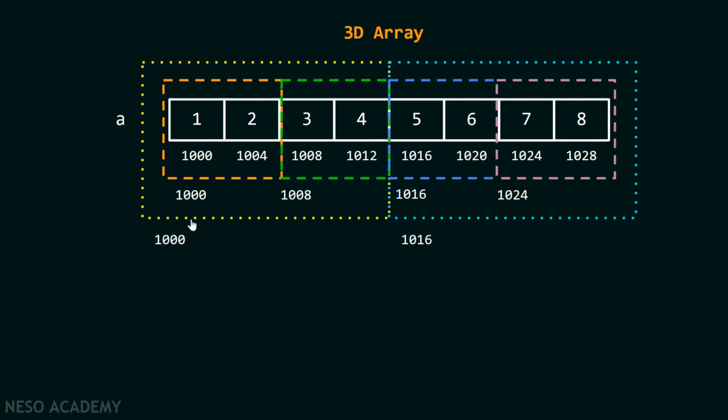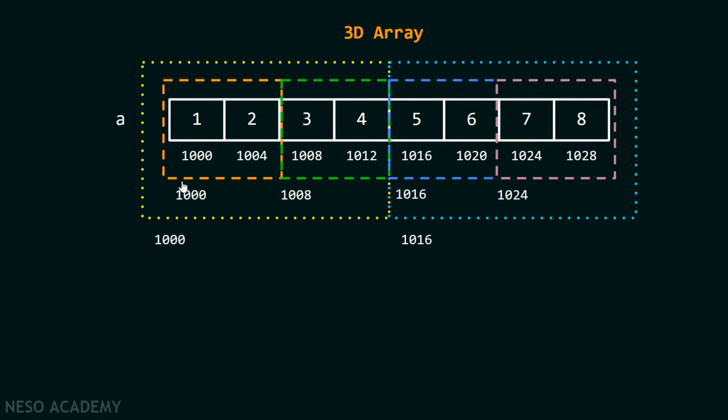And as we know, each two-dimensional array contains two one-dimensional arrays. So this is the first 1D array of this 2D array, and this is the second 1D array of this whole 2-dimensional array. Similarly, this is the first 1D array of this whole 2-dimensional array, and this is the second 1D array of this whole 2-dimensional array.